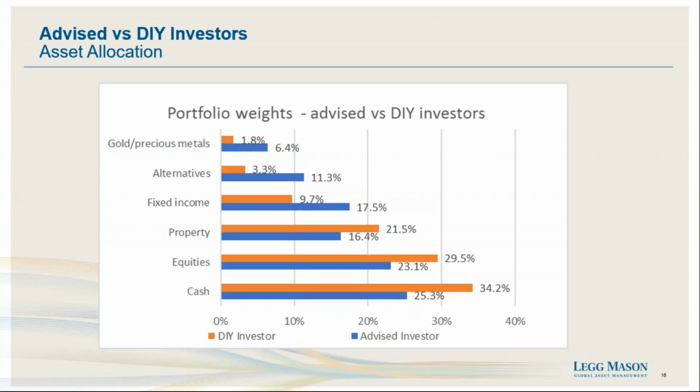This is a portfolio asset allocation. Again, this is Australian only. We're not contrasting on a global basis at this point. But you can see for an advised investor, more balance across their portfolio, more investment in alternatives, more investment in fixed income, less in property. DIY investors tend to be more biased in that direction. Both cohorts hold quite a lot in cash, and I'll come back to that later on in the presentation.